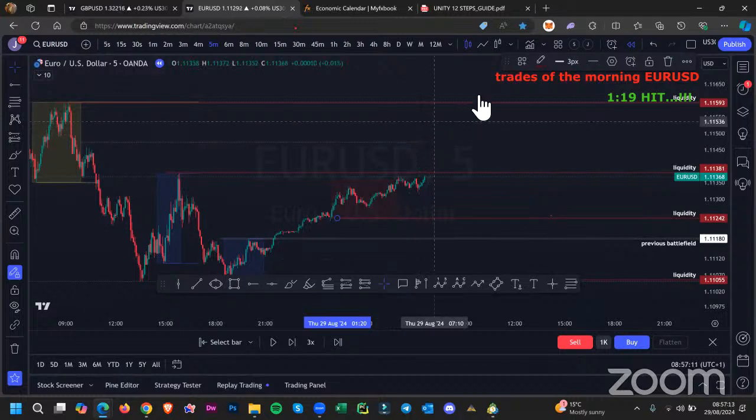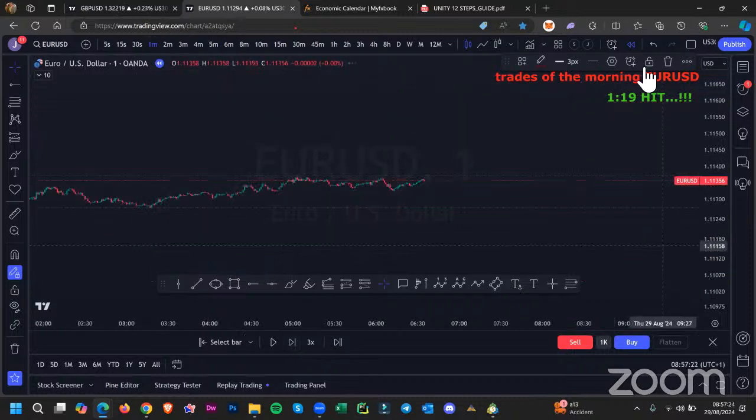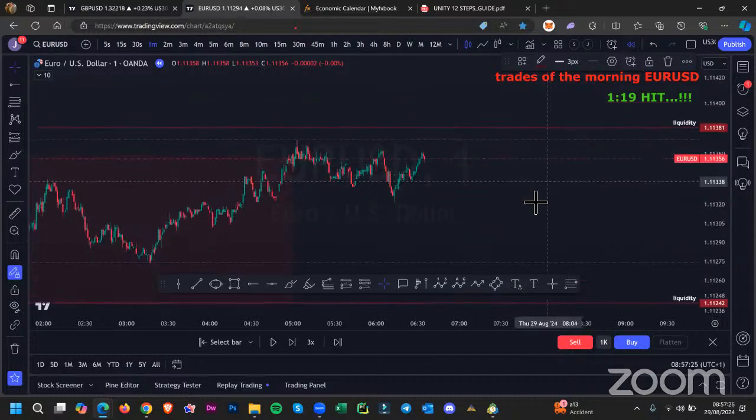That's when I wrote this: trade of the morning is EU. That is what I'm looking at. Then I'm waiting for the session to start. I dropped to my 1 minute time frame because I understand that this playbook can happen quickly and I want to be ready.